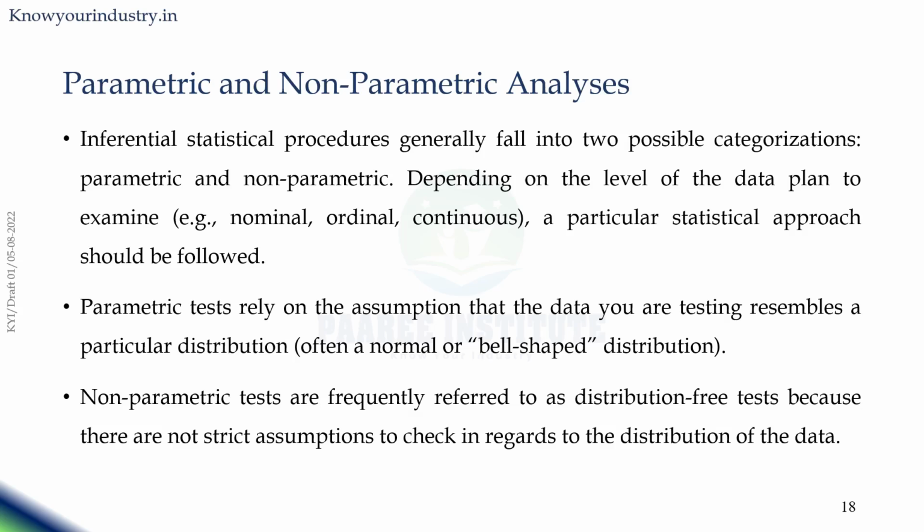In this slide, we are saying the same thing we saw in the earlier slide, but with more explanation about parametric and non-parametric analysis. Inferential statistical procedures generally fall into two categories, parametric and non-parametric. Depending on the level of the data you plan to examine, a particular statistical approach should be followed. The data could be nominal, ordinal, or continuous. Depending on that, we have to plan the statistical approach. Parametric tests rely on the assumption that the data you are testing resembles a particular distribution, generally a normal distribution with a bell-shaped curve.